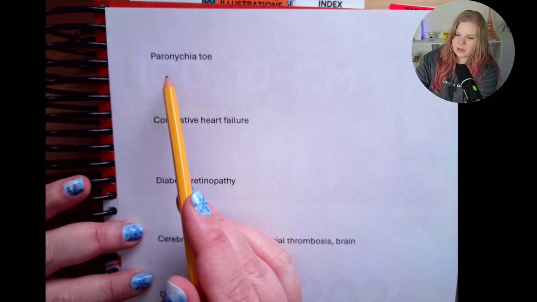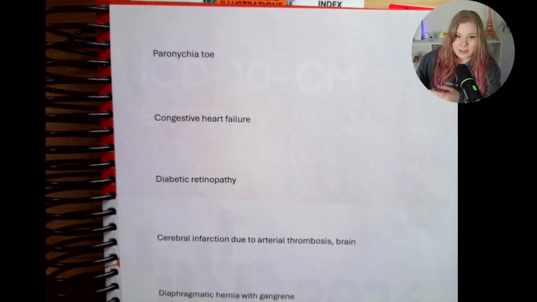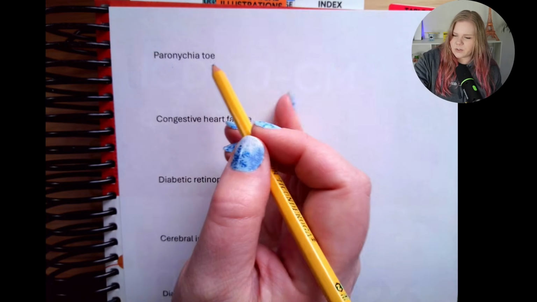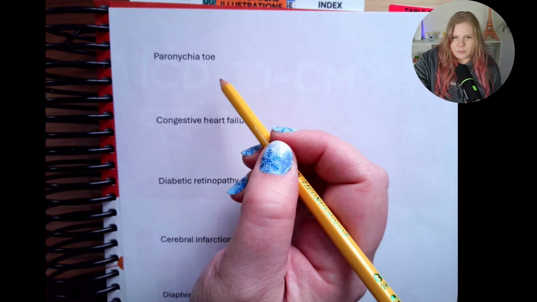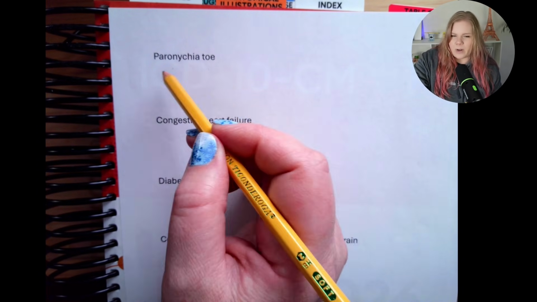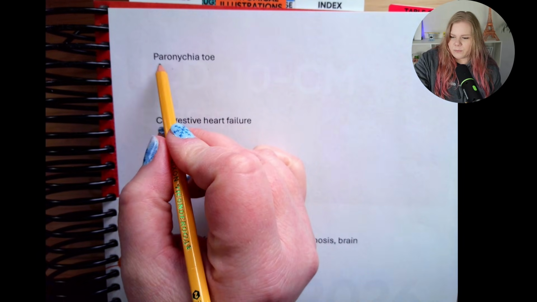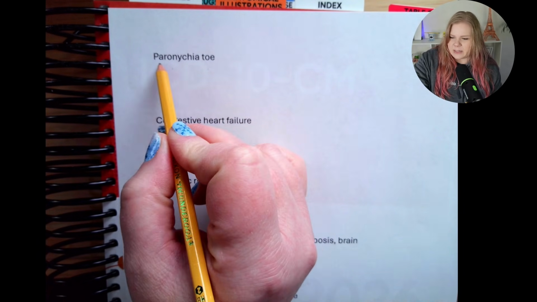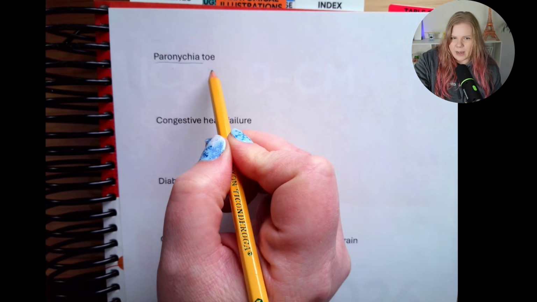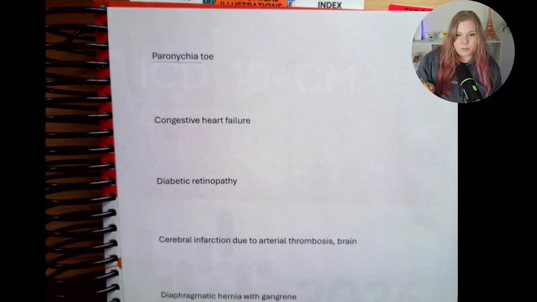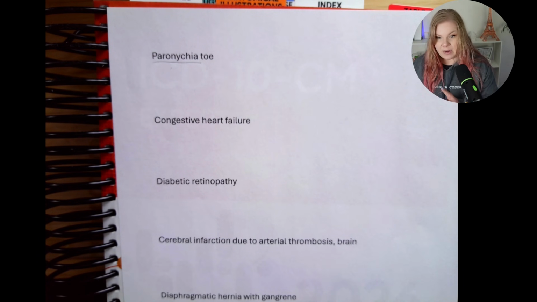We have paronychia toe. Paronychia is a little infection next to the nail bed. I want to start by demonstrating what happens if we were to look up toe. The main term for this one, I'll tell you right away, is paronychia. But what happens if we look up the word toe? That's an important learning curve when we are going over cases in ICD-10-CM and talking about main terms.